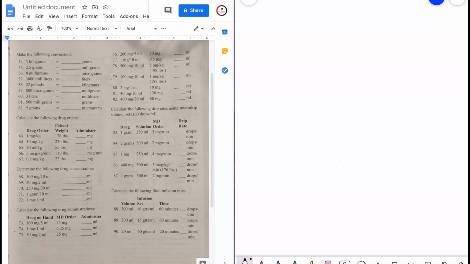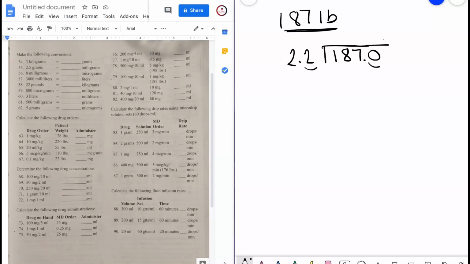Next math question. Number 79. You have a patient who is 187 pounds. Okay, you want to give 1 milligram per kilogram. So if that's the case, you should be converting that. So 187. Oh, hold on, 187. We're going to do the math for it because this is not one of your benchmarks. So 2.2 into 187. Right, move the decimal point over 1, move it over 1.